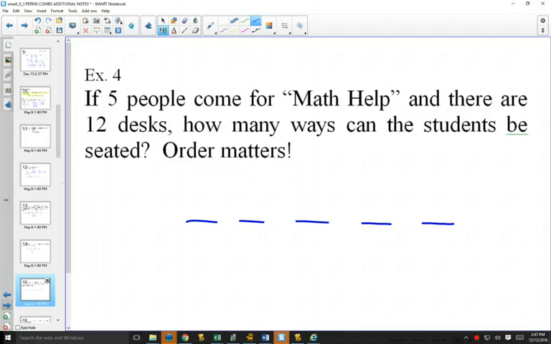So it's kind of the opposite of what your mind might think, but how many choices does that first student have when they come in? They have 12 choices because they could pick any of the desks. Then the next person, right, because it would be a little awkward if you came into math help and there were 12 desks and you were sitting in one of them and the next student decides to come in and sit on your lap. It'd be a little awkward, I think. So that's why there's 11 choices, then 10, then 9, then 8. Or we could write this as 12P5.